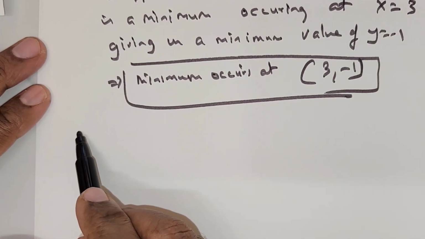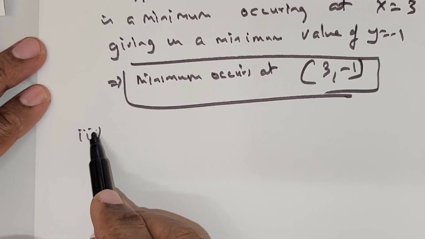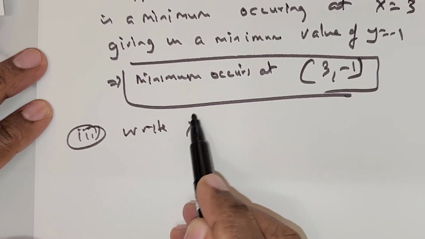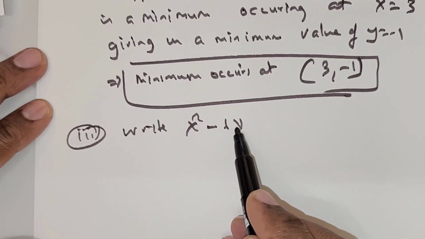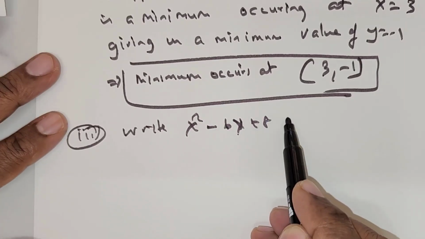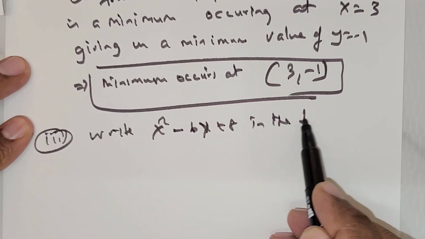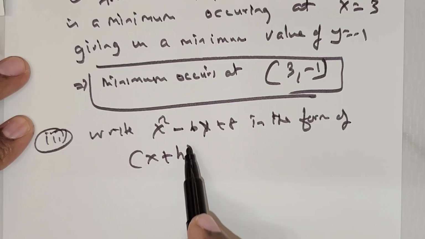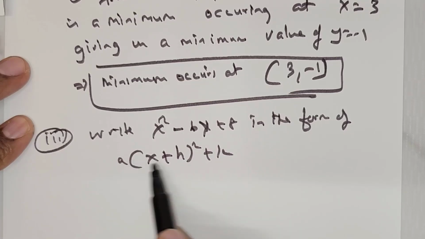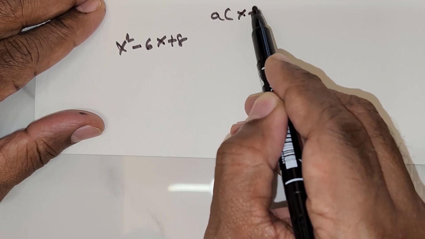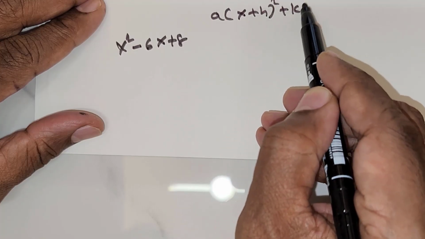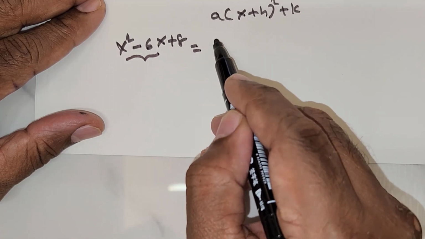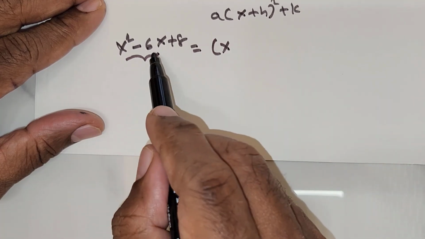Now this is the next question. Question subdivision 3 is, write x squared -6x +8 in the form of a times of x positive h the whole squared positive k. Now what I'm going to do is I'm going to consider these two and rewrite it as a perfect square. So how do we do that?